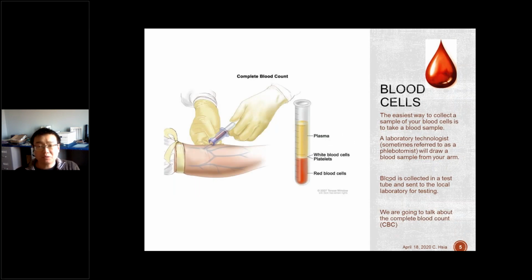Well, the easiest way to collect blood, as you know, is taking a blood sample. And often, for those familiar on the line, blood samples are collected by a laboratory technologist. Sometimes we refer to them as a phlebotomist, who draws a sample of blood, and it's collected in a tube. And there's different vials or tubes that are used to collect samples depending on what tests we want. And we're going to talk about the tube that we collect blood in that tests for something called the complete blood count or the CBC.